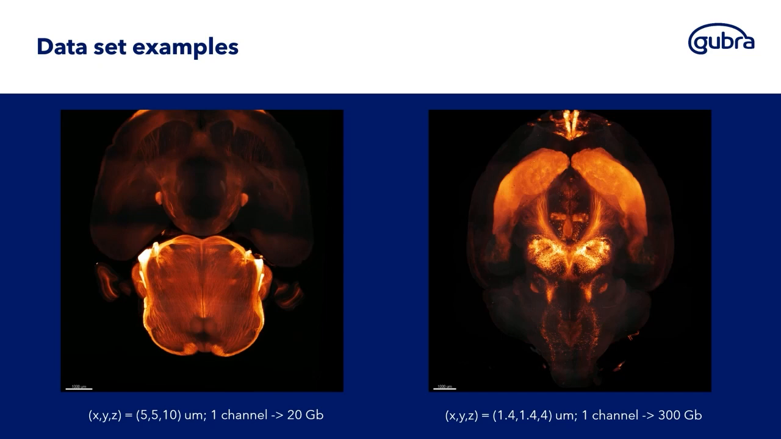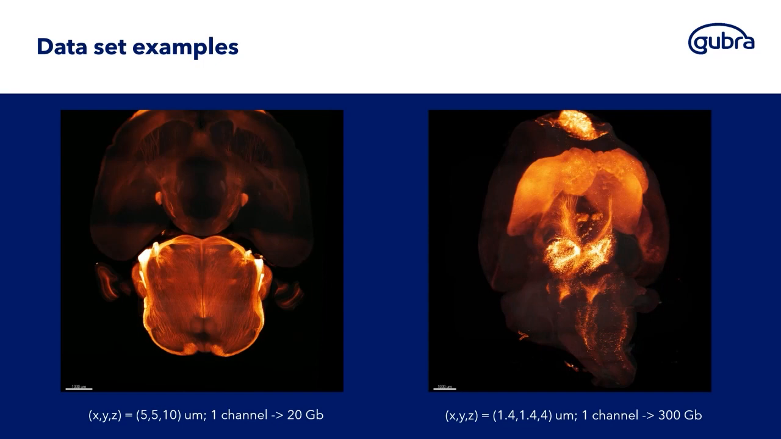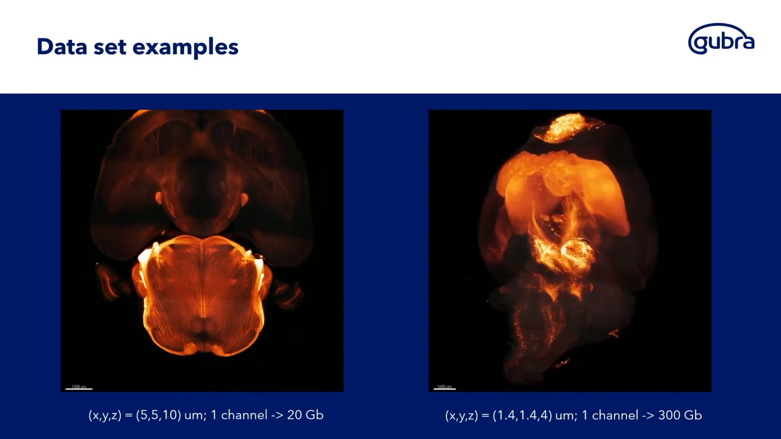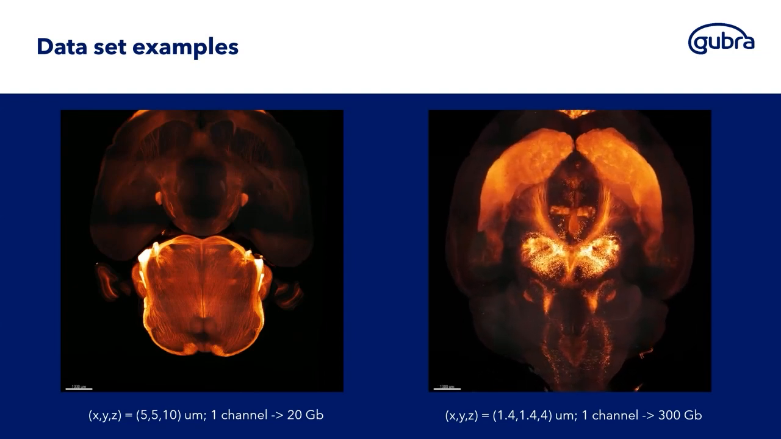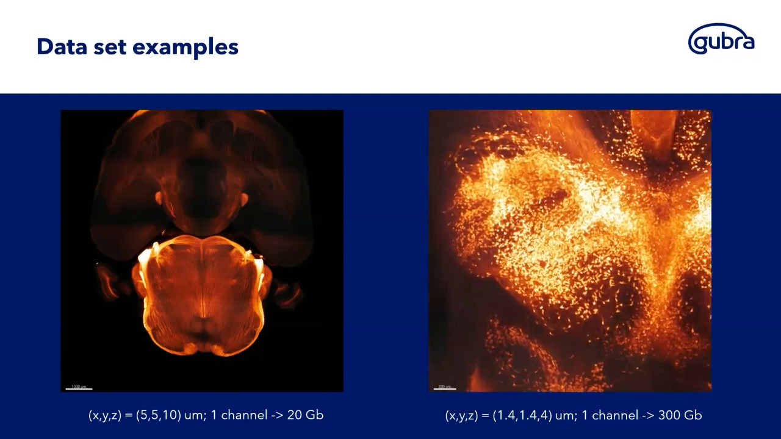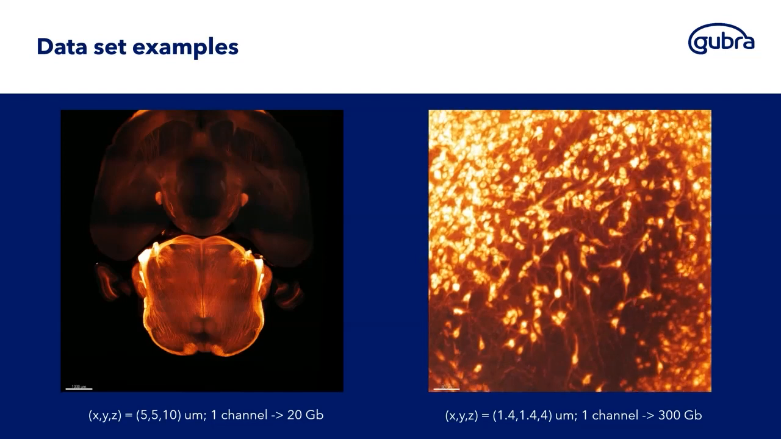To the right, you see another example of a mouse brain. This is stained with the TH antibody, showing a precursor for the neurotransmitter dopamine. This one we acquired at higher resolution, 1.4 micrometer in the scan plane, and with a 4 micrometer step size. A recording like this will take up around 300 gigabytes of space. You see, you also get a lot more details here. You can appreciate both some axons and some cell bodies in this image.